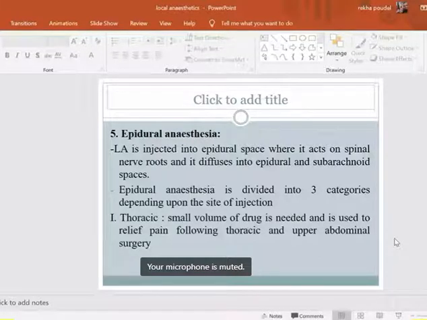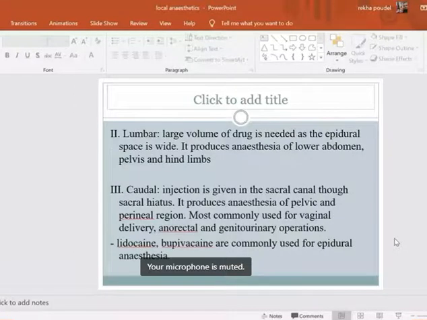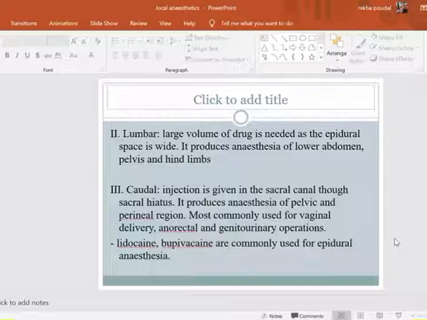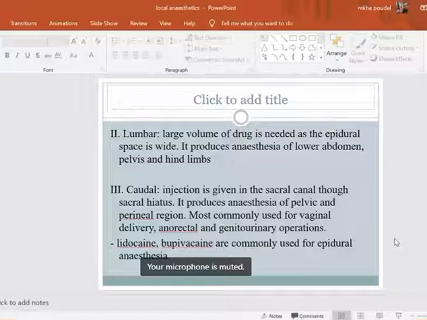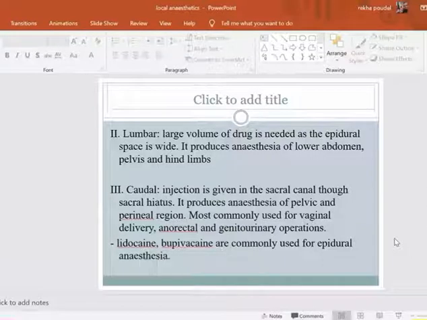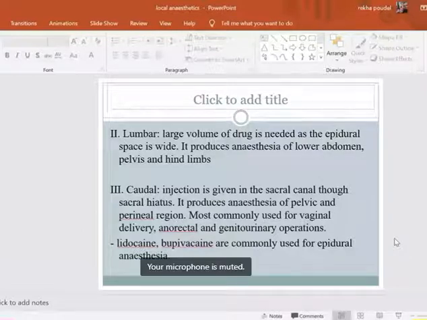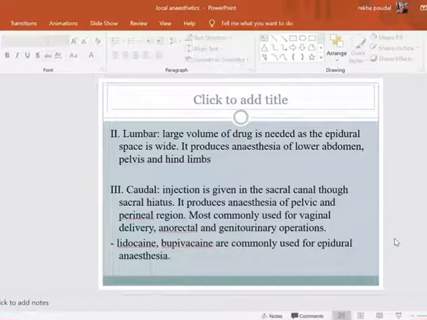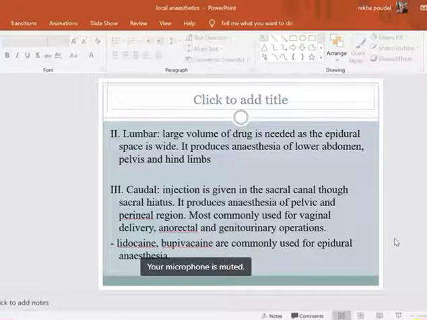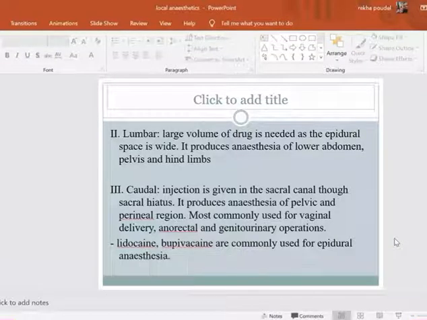Whereas in the lumbar region, a large volume of drug is needed, as the epidural space in the lumbar region is very wide. That's why we have to give a large volume of drug in case of lumbar epidural anesthesia, and it produces anesthesia of the lower abdomen, pelvis, and hind limbs. Whereas in caudal epidural anesthesia, the injection is given in the sacral canal through the sacral hiatus. It produces anesthesia of the pelvic region and perineal region, and most commonly it is used for vaginal delivery, anorectal or urinary operations.